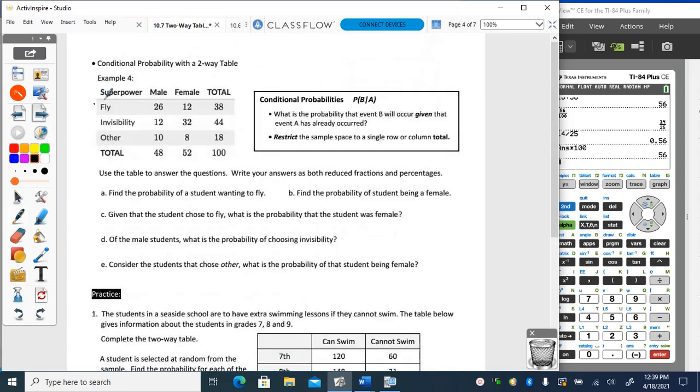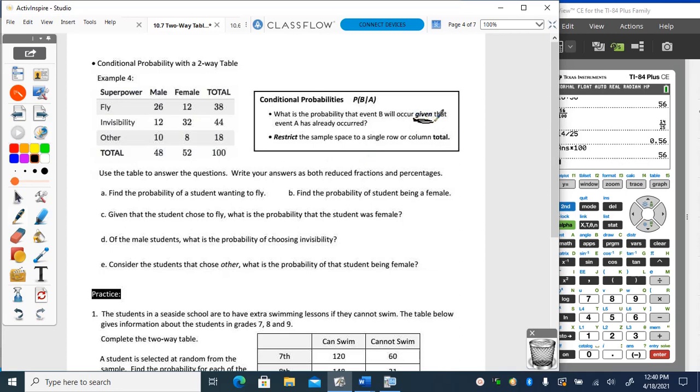So let's keep going. Now we want to look at conditional probabilities. Conditional probabilities with the two-way table are kind of similar to what we've been looking at, but they have a specific condition they need to follow. What is the probability that event B will occur given event A has already occurred? It restricts the sample space to a single row or column total. So it's just giving us another restriction.